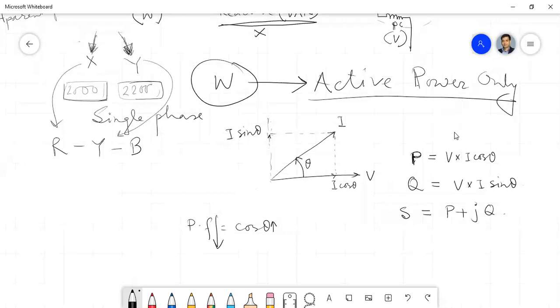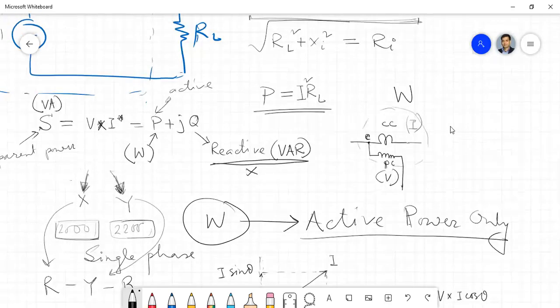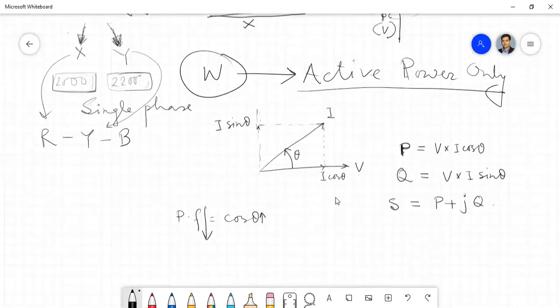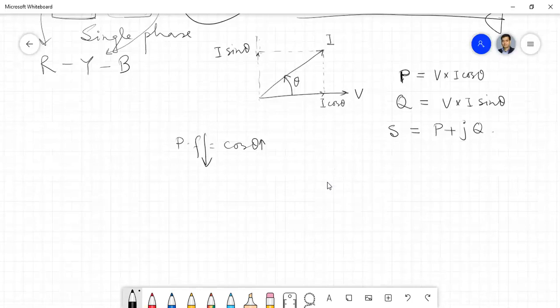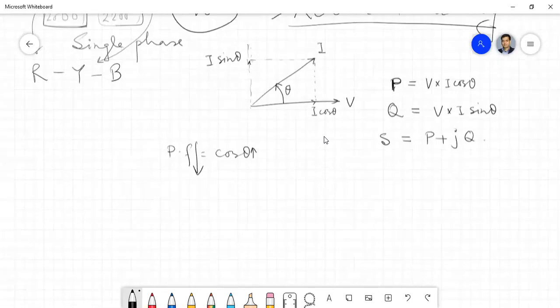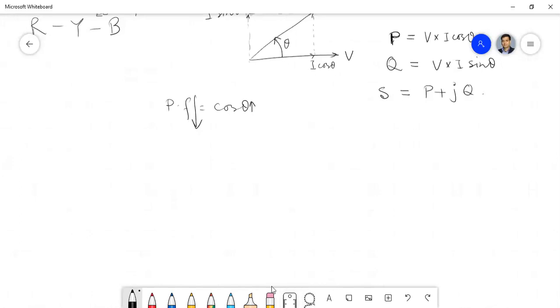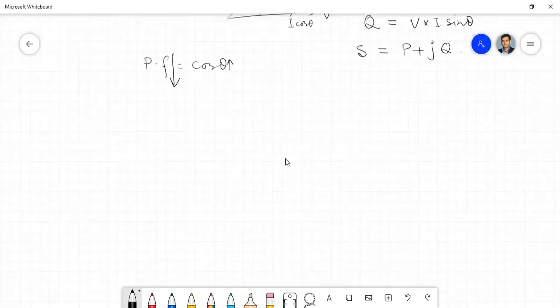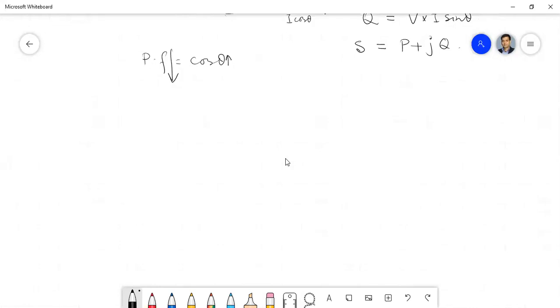Anyway, I was on the maximum power transfer theorem, but you should know what you mean by power. Otherwise, whenever you calculate this, you'll be in trouble, because the resistance only takes the active power. Okay, so I think you have understood. Let me discuss a numerical problem.